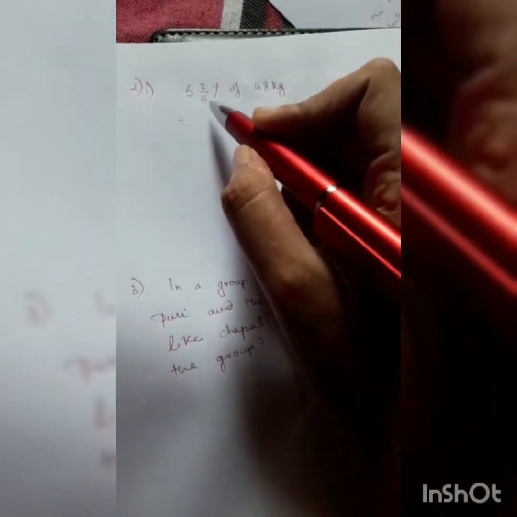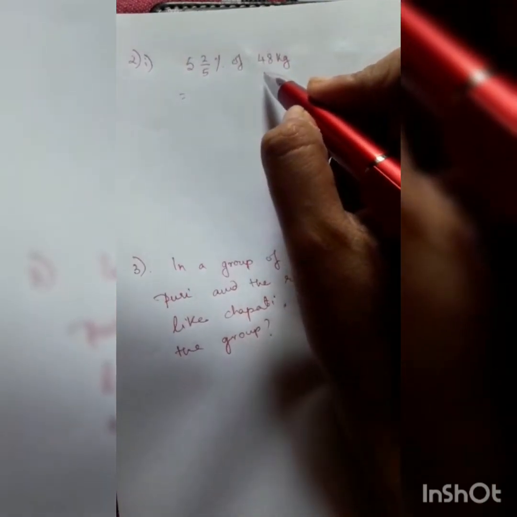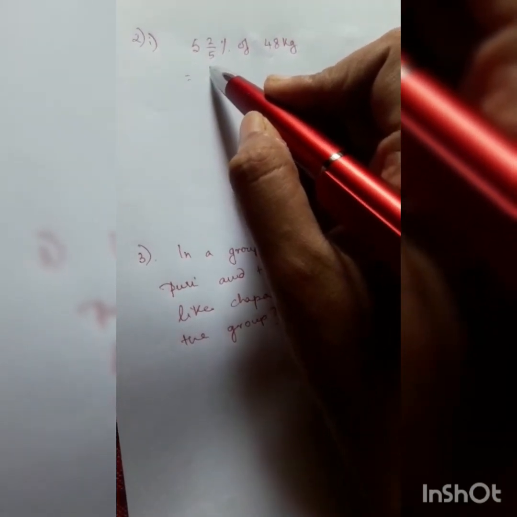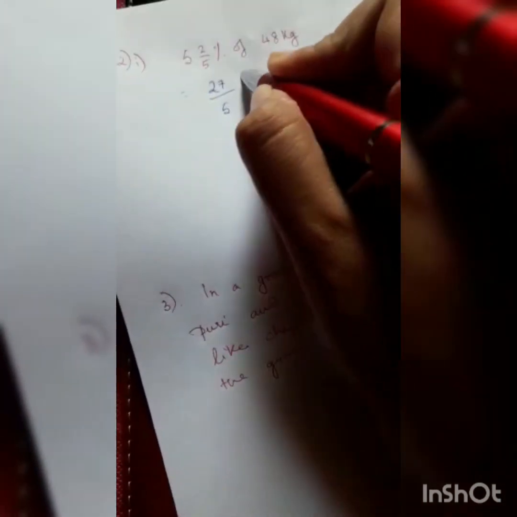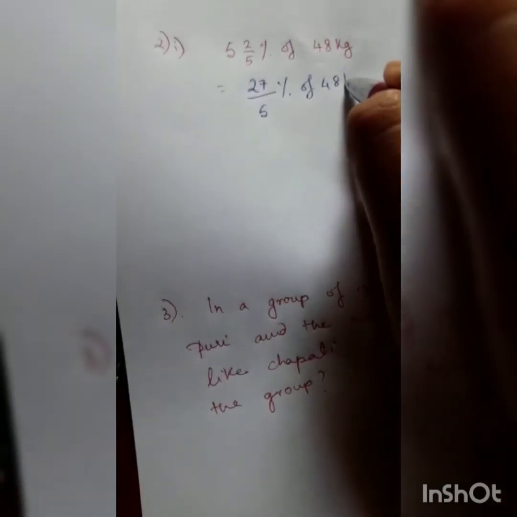If we move to question 2 part 1, we have 5 whole 2 by 5 of 48 kg. Again, as in the example I showed you, a mixed fraction can be changed to an improper fraction. So I am changing the fraction. This will turn to 27 by 5 % of 48 kg.